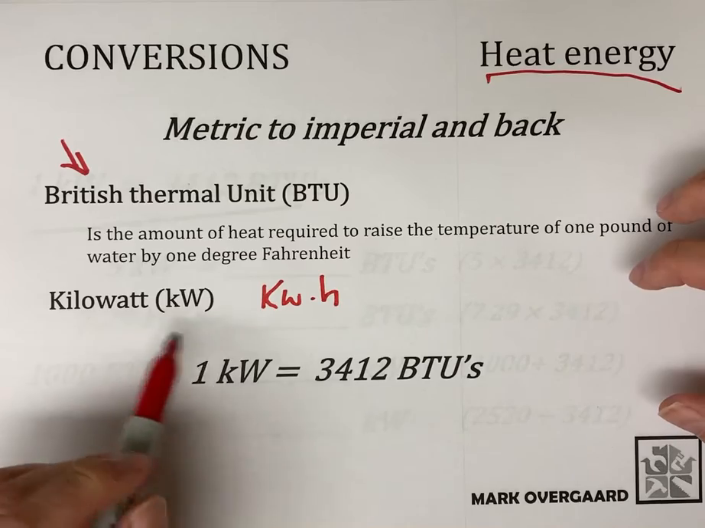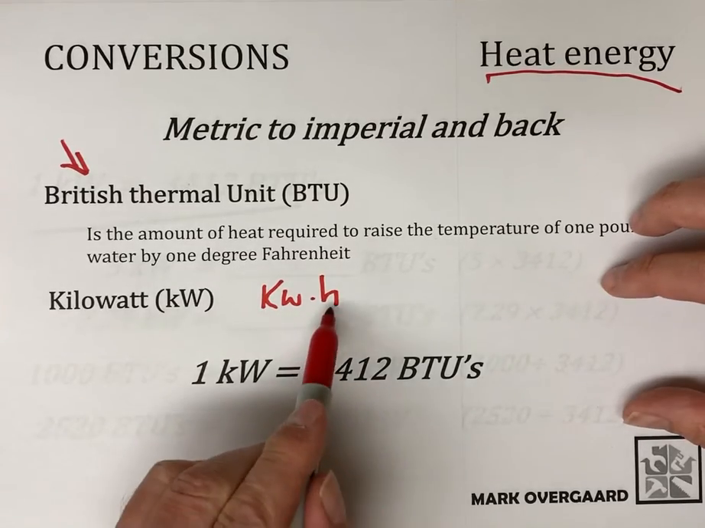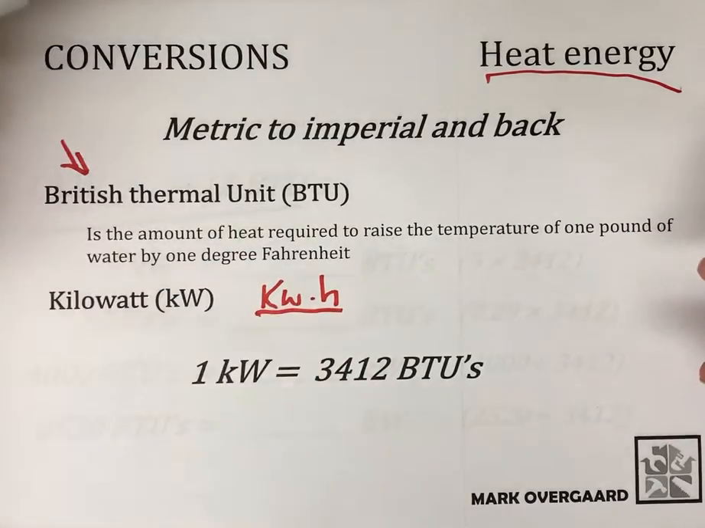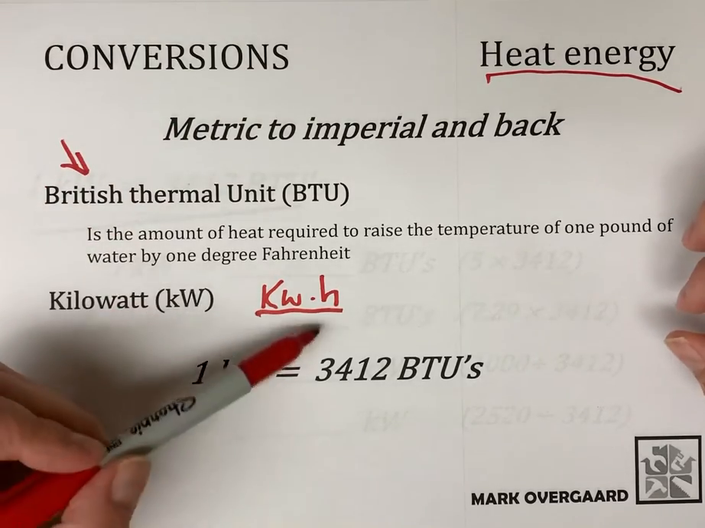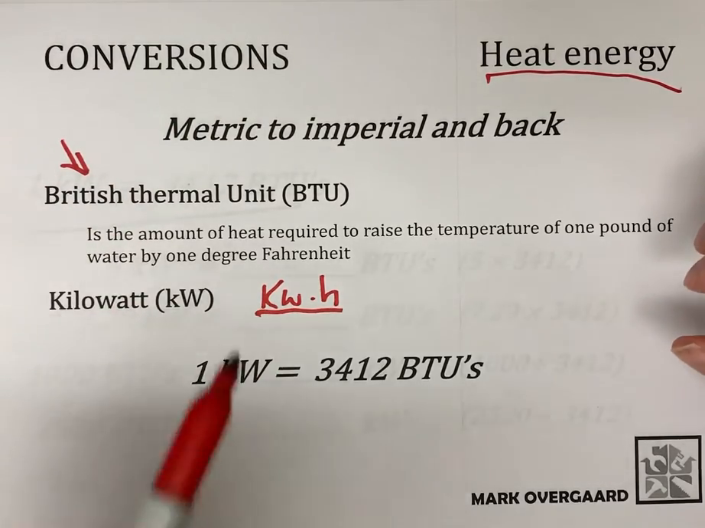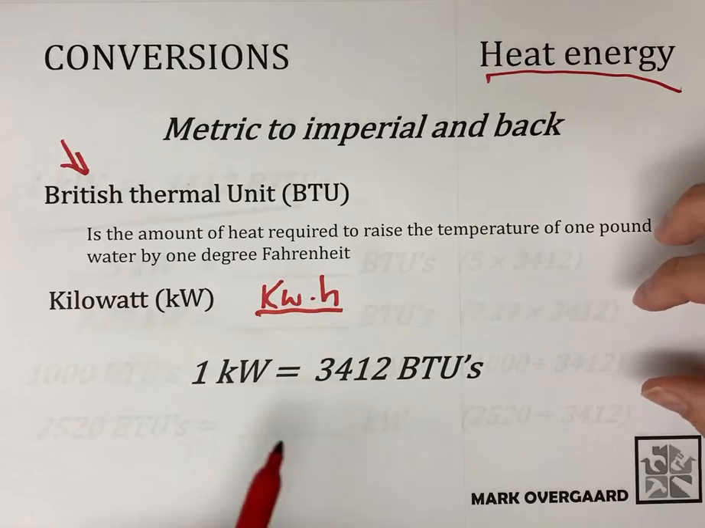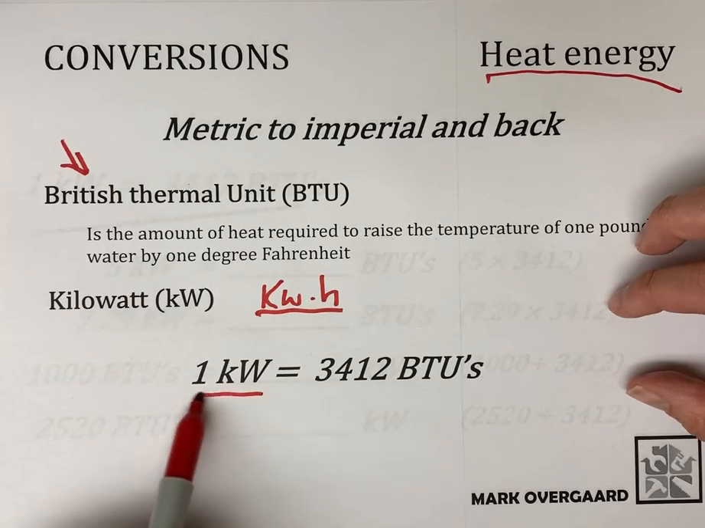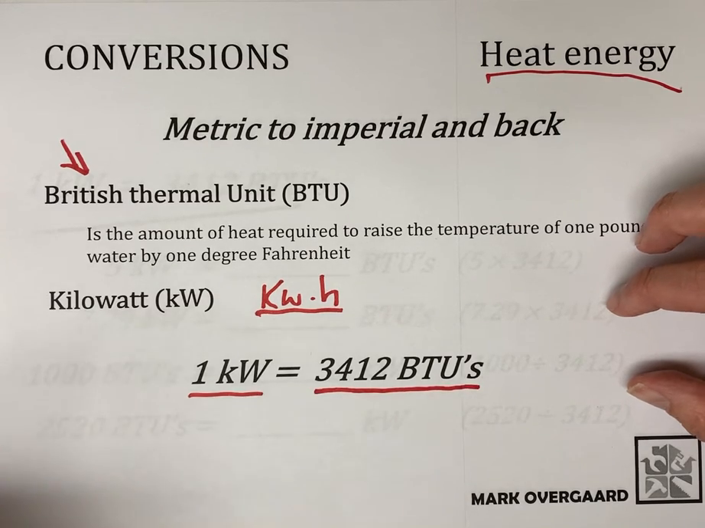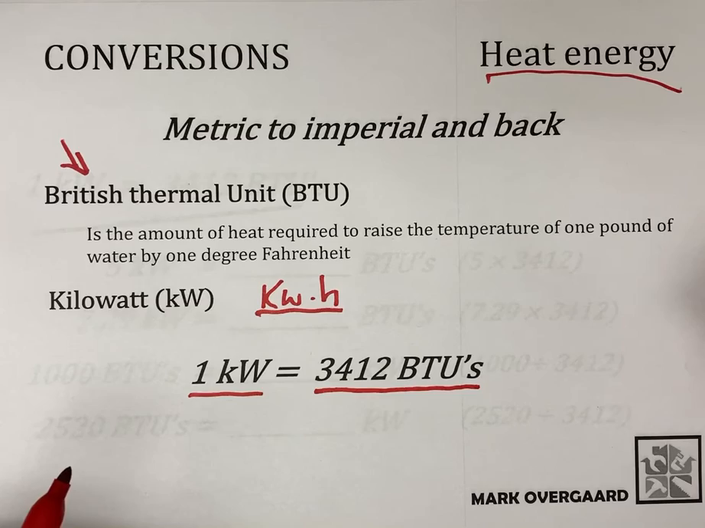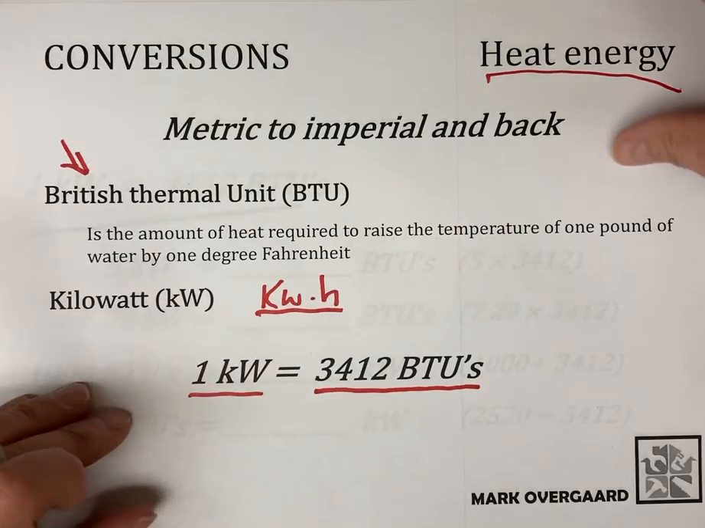I always just use the term kilowatt in anything I do, but realistically, it's a kilowatt hour. Down in the link below, I'll link to a video that shows you the difference between kilowatts and kilowatt hours. But just keep in mind, when I say kilowatt, really I mean kilowatt hour. And the number that we need to remember in any case is that 1 kilowatt or 1 kilowatt hour is equal to 3,412 BTUs.